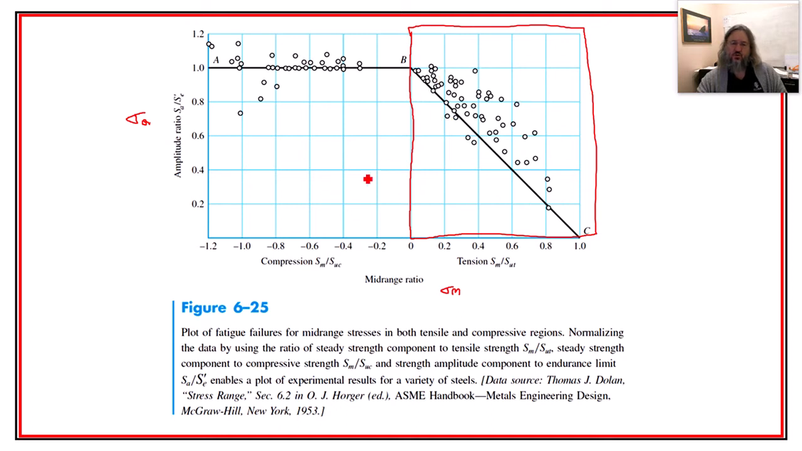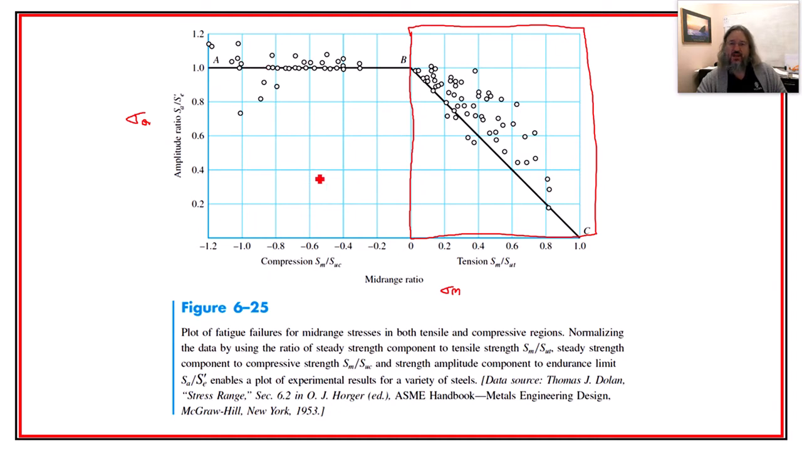The concept we're going to try here is to create a new graph of alternating versus mid-range, and we're only going to look at the right-hand side of it. But pay attention to what went on on the left-hand side. Notice that everything seemed to fail right here, and it didn't matter what the mid-range was. It was all about the alternating.